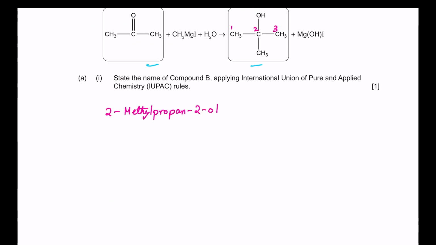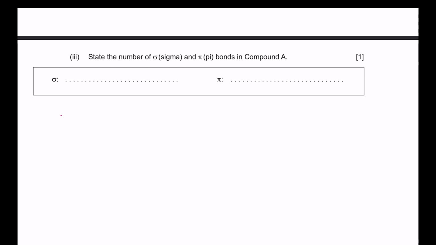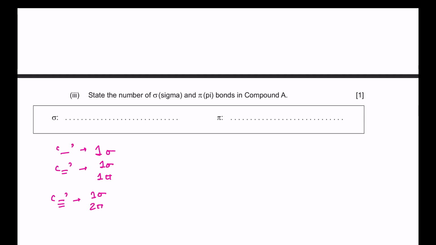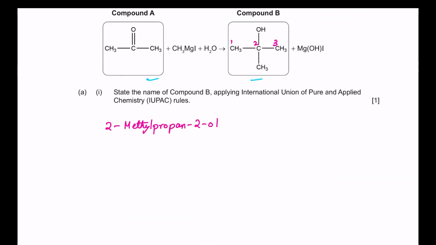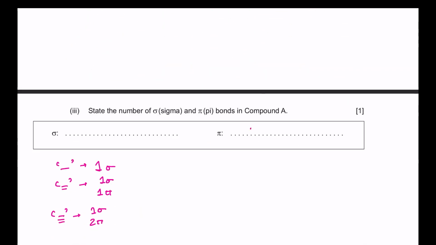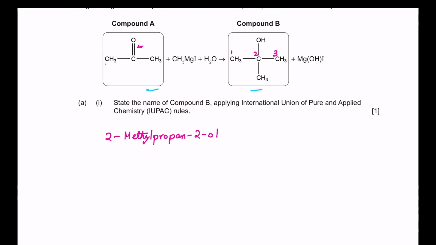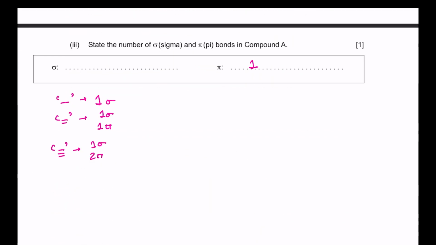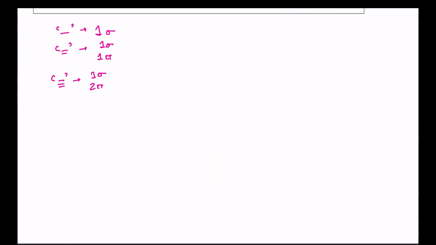Moving to the next part, we have to find the number of sigma and pi bonds in compound A. Just remember, a single bond contains 1 sigma bond, a double bond contains 1 sigma and 1 pi bond, while a triple bond contains 1 sigma and 2 pi bonds, right? So here we have to count the number of single and double bonds. In compound A, there is only 1 double bond, so the number of pi bonds is 1. Now we have to count the number of sigma bonds. There are six carbon-hydrogen bonds, then this one is 7, this one is 8, and 1 sigma bond here, 9. So there are a total of 9 sigma bonds in compound A.